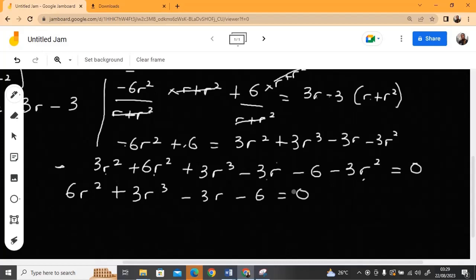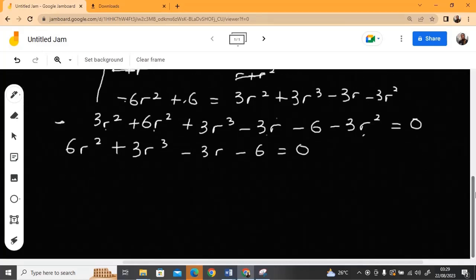Now this is what I'm going to tell you. There's what we call polynomial. If you understand polynomial, there's a way we use the remainder theorem. Remainder theorem is talking about what number I will fix for this r, that when I insert it in this thing, it will give me 0. Did you get it now?